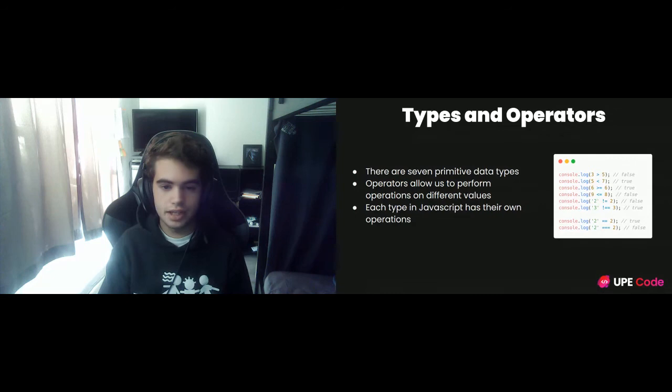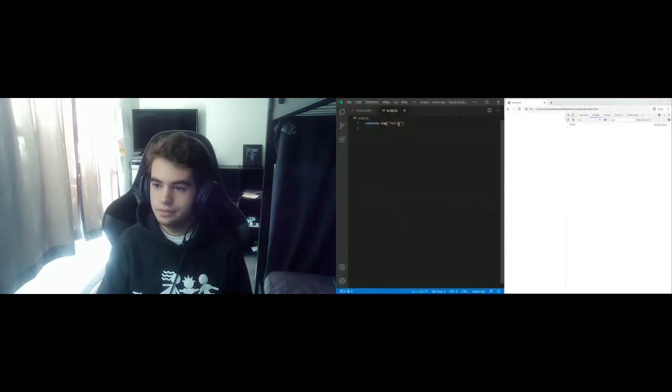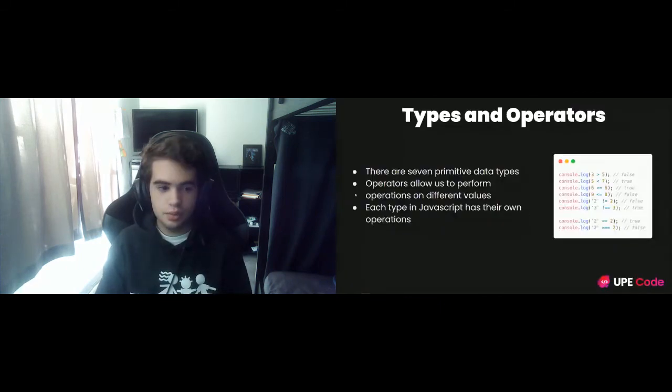I can show you that here. If I had a string 2 and a number 2, I also log 2, 2. I refresh it. The first one's false and the second one's true. So each type has their own set of operations that you can use on them.